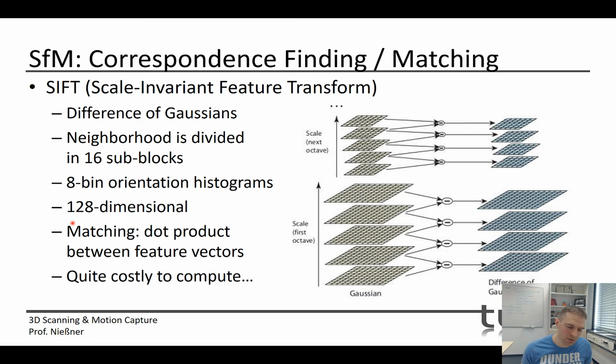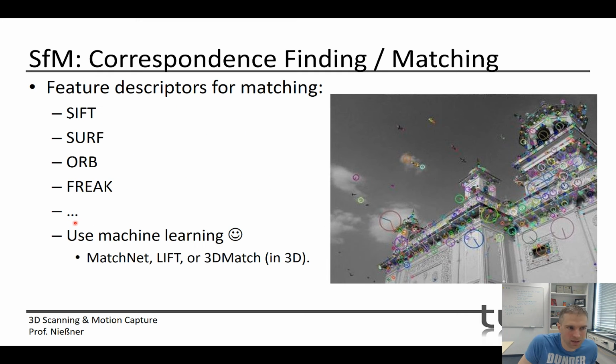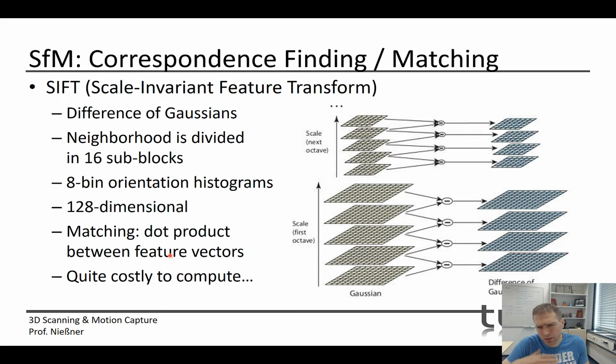So out of these descriptors that I just mentioned, if I'm going back here, like SIFT, SURF, ORB, and FREAK, SIFT is typically being used if you want to have high quality. So if you want to do some offline reconstruction for a structure from motion, you typically want to use SIFT for the most part.